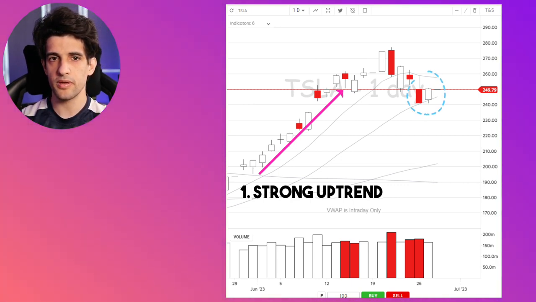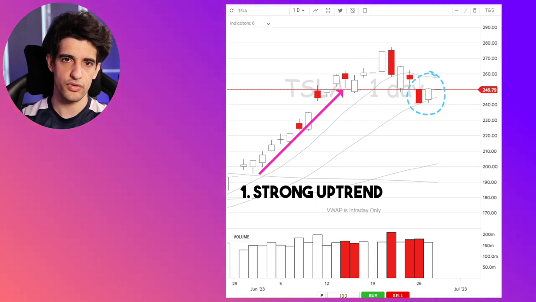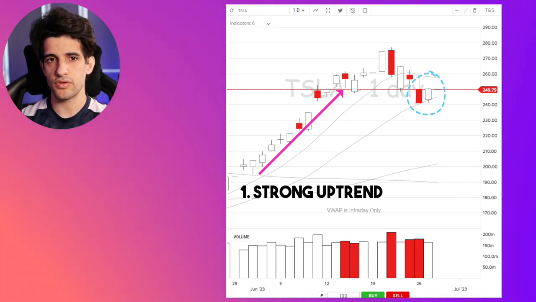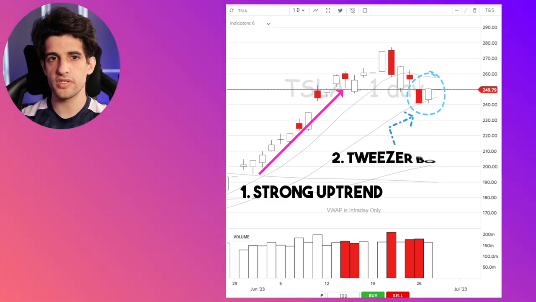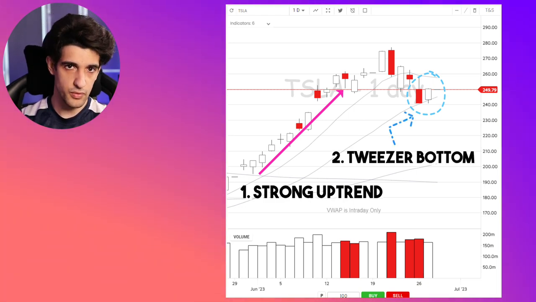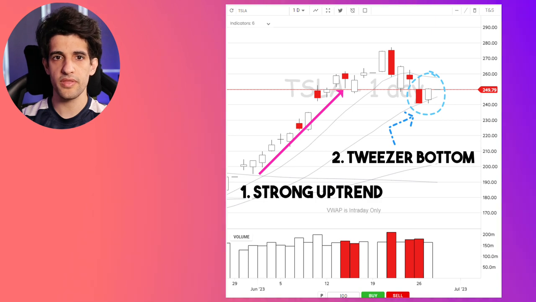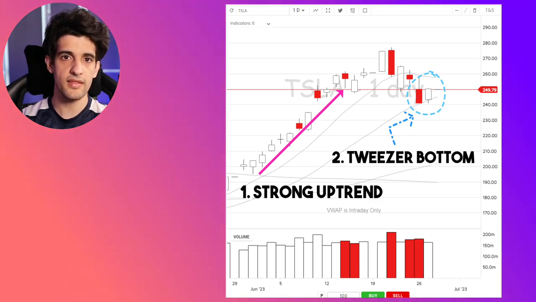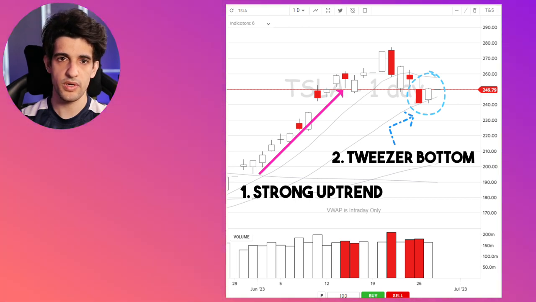Recently it has been pulling back, and it pulled back into the 20 moving average on the daily chart. Around the 20 moving average on the daily chart, it finally found some sort of support and it closed as a tweezer bottom. A tweezer bottom is a bullish candlestick pattern, and this pattern told me that today, maybe the 28th of June, Tesla could find some sort of continuation and be bullish on that particular day.